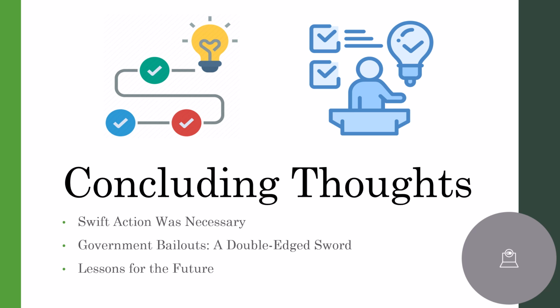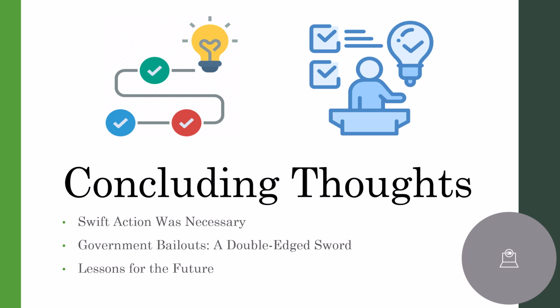Final concluding thoughts here. The swift action was necessary. The rapid implementation of programs like TARP and ARRA prevented a complete collapse of the financial system. These measures demonstrated that decisive government intervention was crucial in times of severe economic distress and was mostly successful. Government bailouts were also a double-edged sword here. While bailouts were essential to stabilizing the key financial institutions, they also sparked debates about moral hazard. Critics argue that rescuing failing institutions sent the wrong message, encouraging risky behavior.